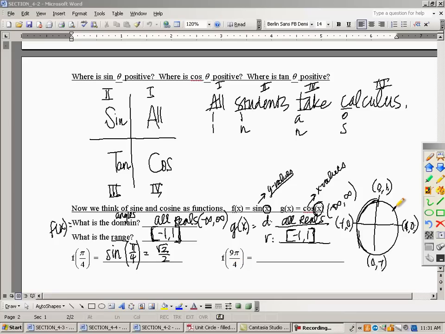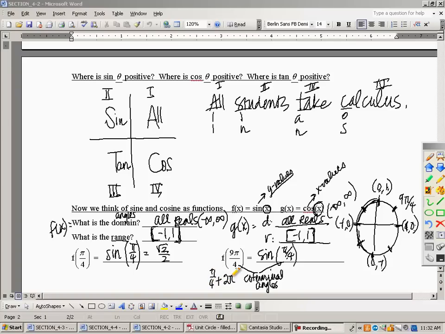So 1 pi over 4, 2 pi over 4, 3 pi over 4, 4, 5, 6, 7, 8, 9. 9 pi over 4 is in the exact placement as pi over 4. 9 pi over 4 and pi over 4 are the same thing. Remember, these are coterminal angles. The starting and ending place of them are exactly the same. This has one extra revolution. So this is pi over 4 plus an additional 2 pi.